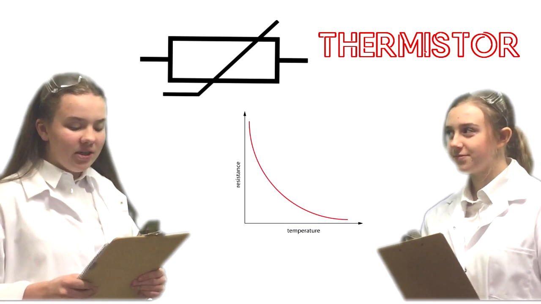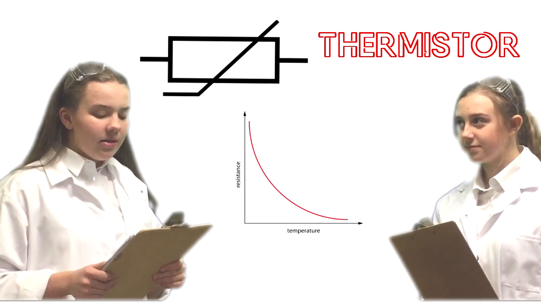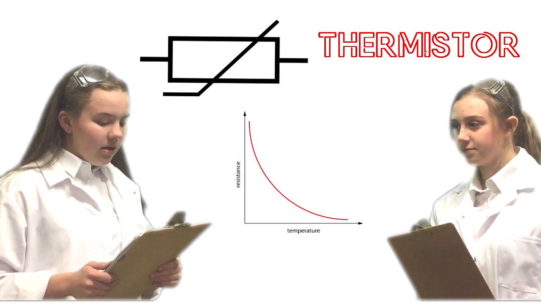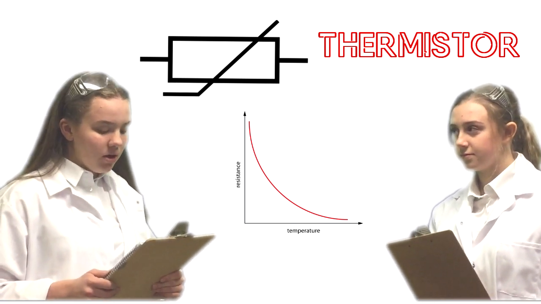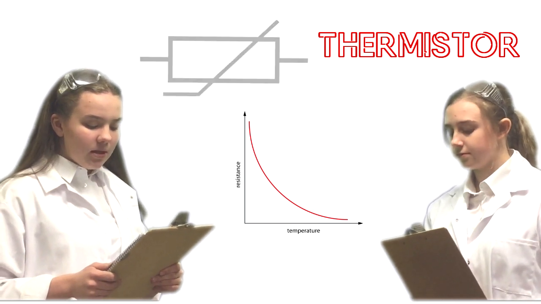The resistance of a thermistor decreases as the temperature increases. A thermistor is a temperature dependent resistor. In hot conditions, the resistance drops, and in cool conditions, the resistance goes up. Thermistors make useful temperature detectors.